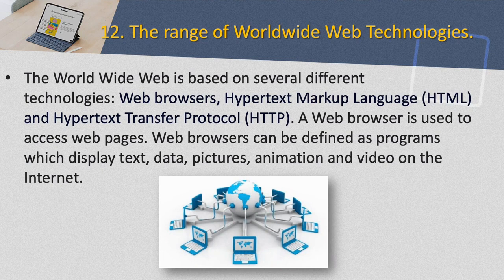The World Wide Web is based on several different technologies: web browsers, hypertext markup language, HTML, and hypertext transfer protocol, HTTP. A web browser is used to access web pages. Web browsers can be defined as programs which display text, data, pictures, animation, and video on the Internet.